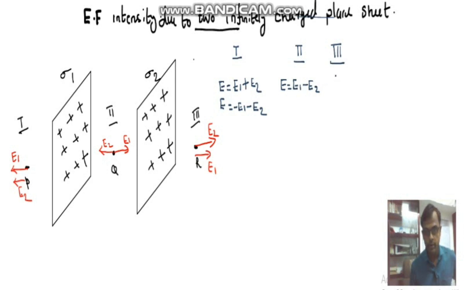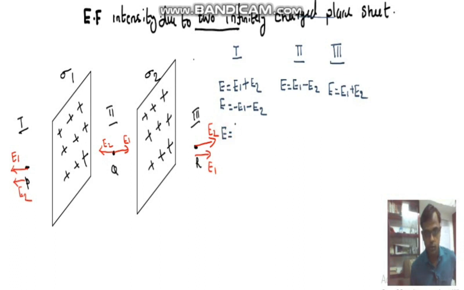Now at the third point, that is the right side of the second plate, what is the total electric field? I can write here E is equal to, both are showing in the right side, so E1 plus E2.